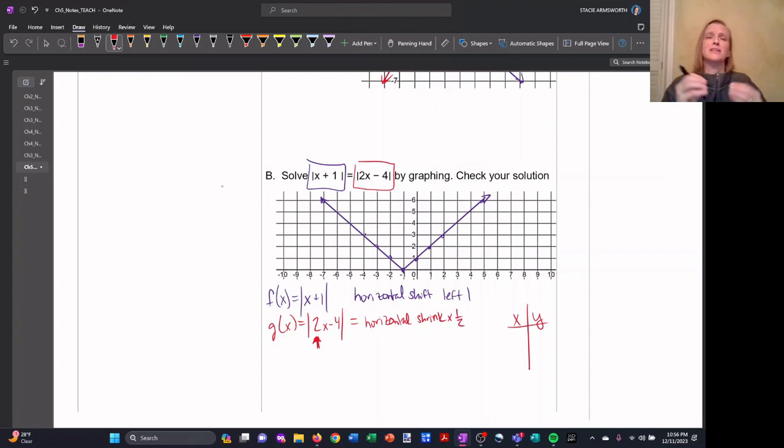Remember, when the change occurs inside the absolute value brackets or parentheses, the change is to the input value. So the change is opposite what you expect. Even though it looks like we're multiplying by 2, really we're multiplying by 1/2. So we're creating a shrink.